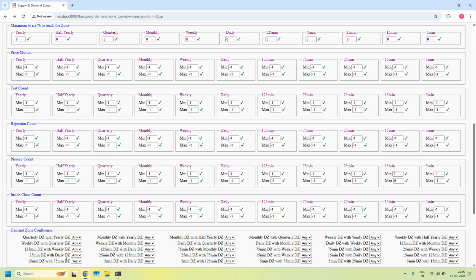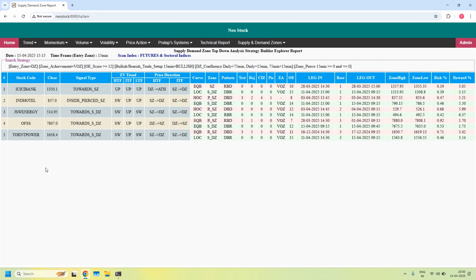15 minutes with 75. Next, 15-minute demand zone with daily demand zone. This is ITF, not WTF. HTF is daily. So 15 minutes with daily demand zone confluence, 75-minute demand zone with daily demand zone confluence. So with the 3 filters, LTF, ITF, HTF demand zone confluence, we got 5 stocks. See here, daily and 75 minutes, daily and 15 minutes, and 75 and 15. Zone confluence.